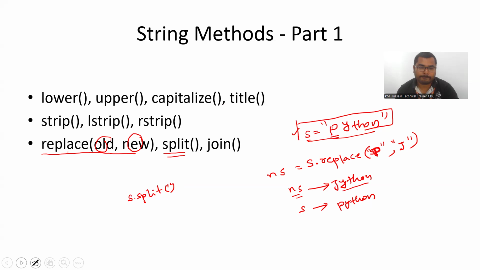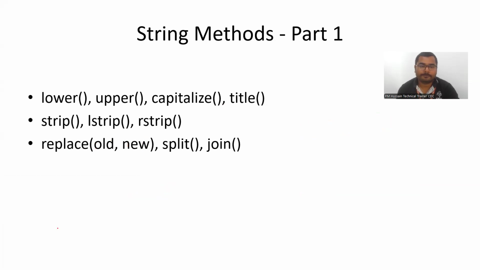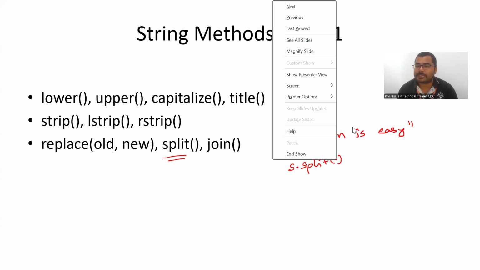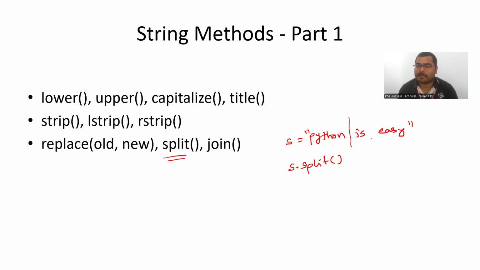One minute, I will take another string. Let us take "Python is easy". Now this is a single line of words. So s is equal to this. Now I want to create a list of words from this string. In such a case, we can use the split method. You can write simply s.split. By default, if you don't specify a delimiter, it will be considered as a space. So at a space, it will divide the string.